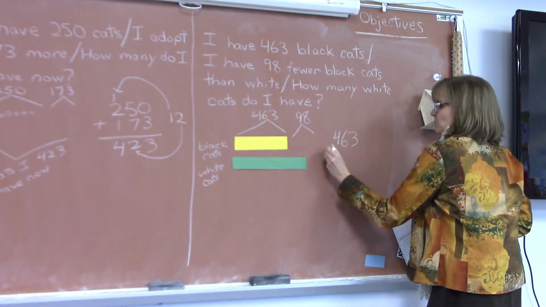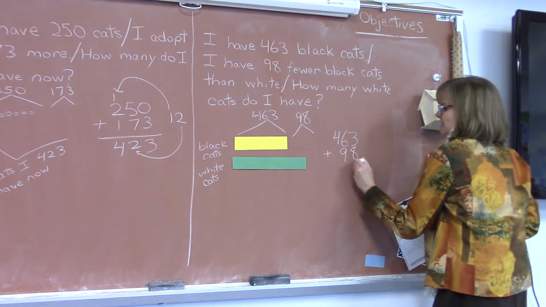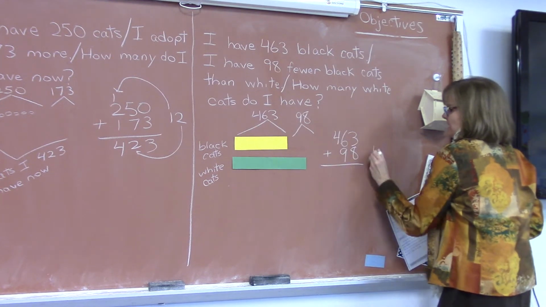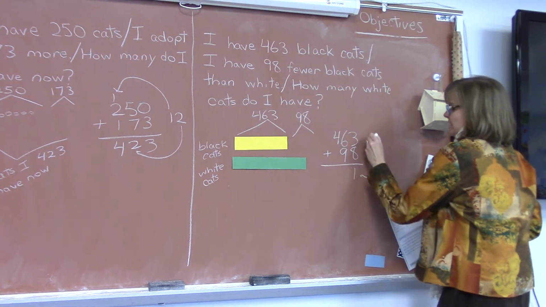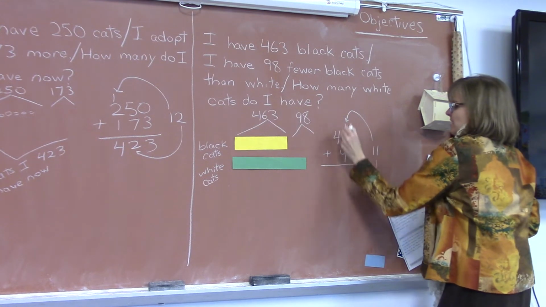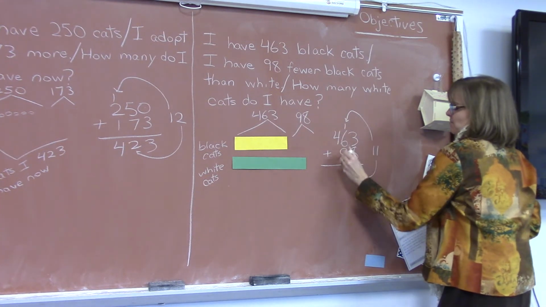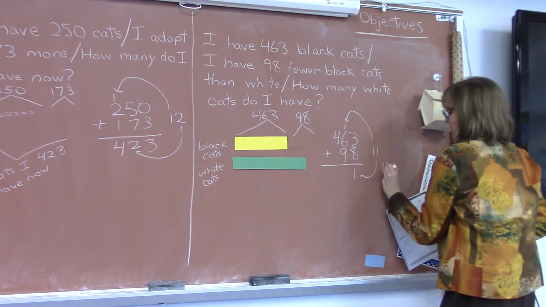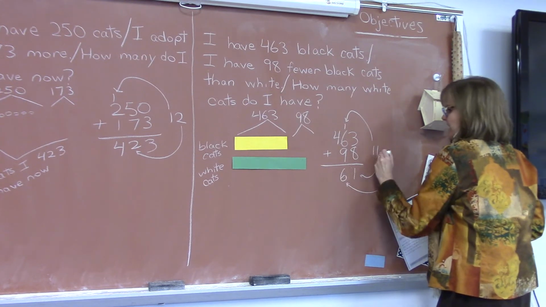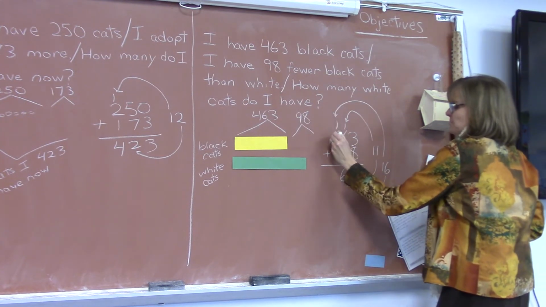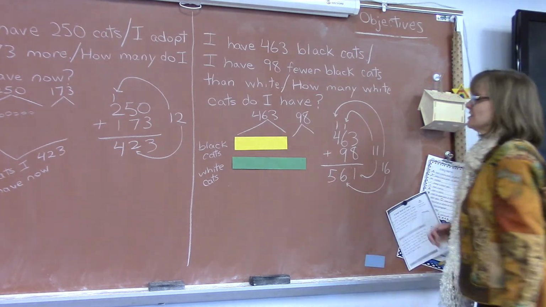463 plus 98. 8 plus 3 is 11. I put my 1 over here, carry the 1. 1 plus 6 is 7. 7 plus 9 is 16. I put my 6 down here, I carry my 1. 1 plus 4 is 5.